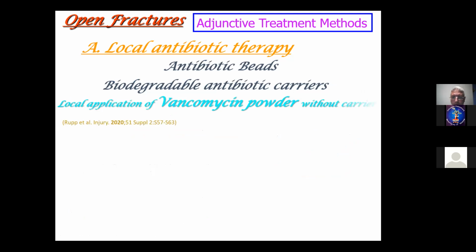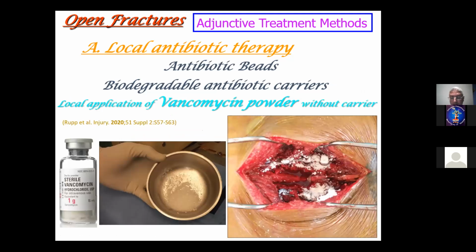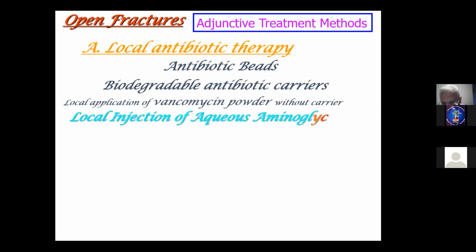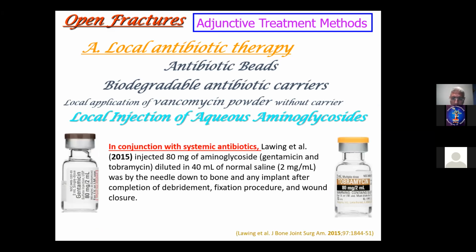Local application of vancomycin powder has been associated with promising results, just powder without any carrier. In the previous cases, we used sponge carrier. No, there is no carrier here, just only the powder. Some used 1 gram, some used 2 grams. Local injection of aqueous aminoglycosides: Lowing et al. injected 80 milligram of aminoglycosides diluted in 40 milliliter of normal saline. And it was injected by the needle down to the bone after completing the debridement and fracture fixation and the wound closure.